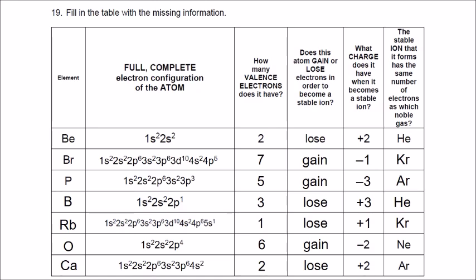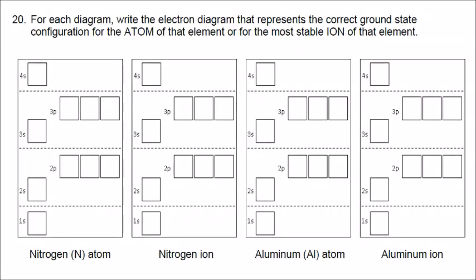On to number 20. We have to write the configuration for the atom and then the ion. So starting with nitrogen, the atom has 7 total electrons. 1, 2, 3, 4, 5, 6, 7. So that is nitrogen, the atom. Since it will gain 3 electrons to form a stable ion, I'm going to write nitrogen, the ion, by adding 3 more electrons to fill out the outer shell.